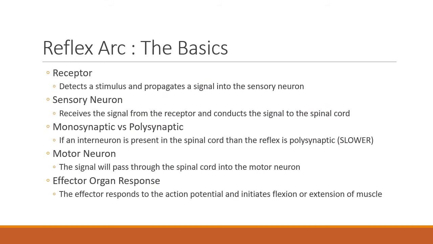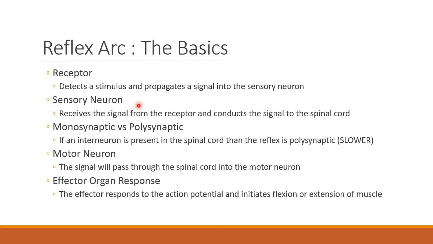Now, to reiterate everything I've said about the reflex arc diagram, I'm going to simply go through all the 5 components of the reflex arc just so that you have a better understanding with more simple definitions. So again, a receptor detects a stimulus and propagates a signal into the sensory neuron. The sensory neuron then receives the signal and transports it to the spinal cord. Once you reach the spinal cord, if an interneuron is present, then you have a polysynaptic reflex. If an interneuron is not present, you have a monosynaptic reflex.